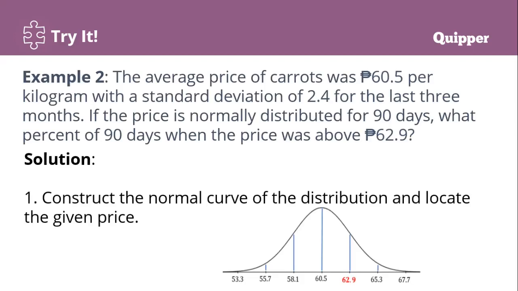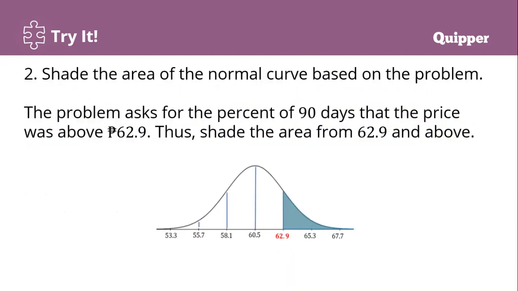So construct the normal curve again. The mean is 60.5 and the standard deviation is 2.4. Solve again for the mean minus standard deviation and mean plus standard deviation, then mean plus 2 standard deviations and mean minus 2 standard deviations, then mean minus 3 standard deviations and mean plus 3 standard deviations. Then plot the answers and locate 62.9. After that, shade the area. The problem asks for the days that the price was above 62.9, so shade the area from 62.9 and above.